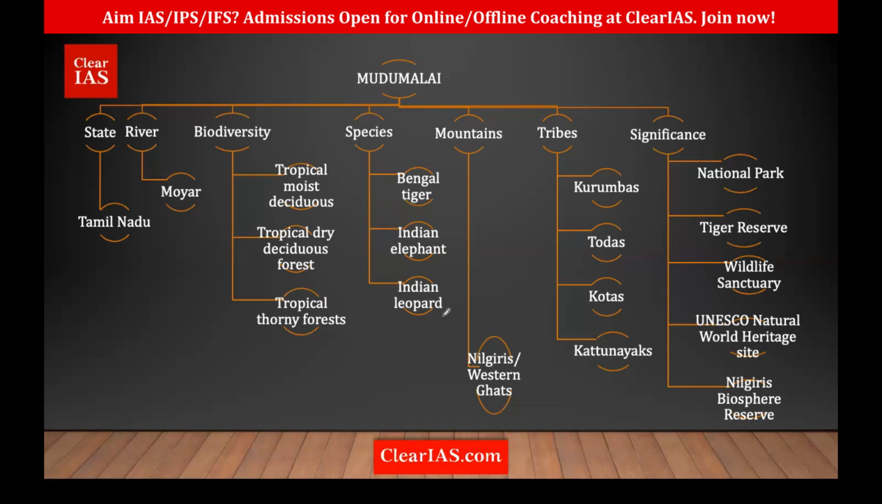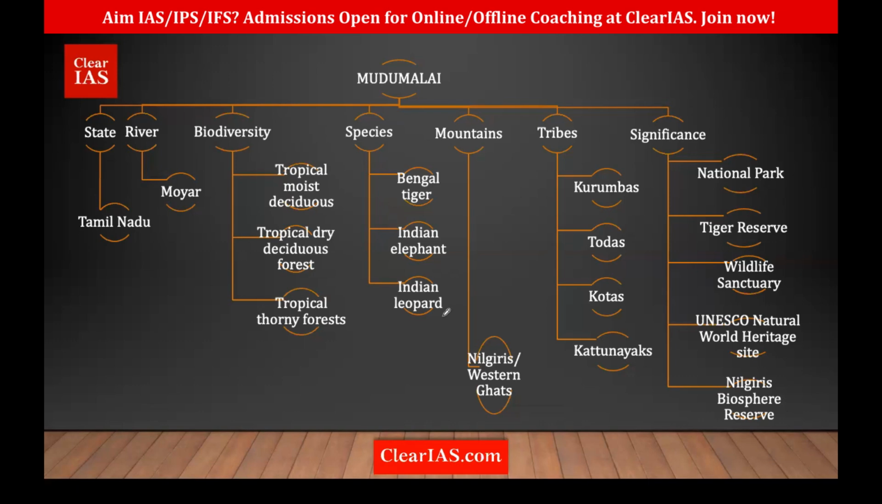Okay, and what kind of forest is found here? It is moist deciduous, dry deciduous, and thorny forest. We have the tiger, elephant, and Indian leopard here. And it is on the mountain edges of both Nilgiris and Western Ghats. Okay, the tribes here are Kurumbas, Todas, Kotas, and Kattunayakans. Okay, the Toda community is very important. Okay, so we have Toda embroidery, which is part of what? GI tags. Okay, so you should know about Todas.